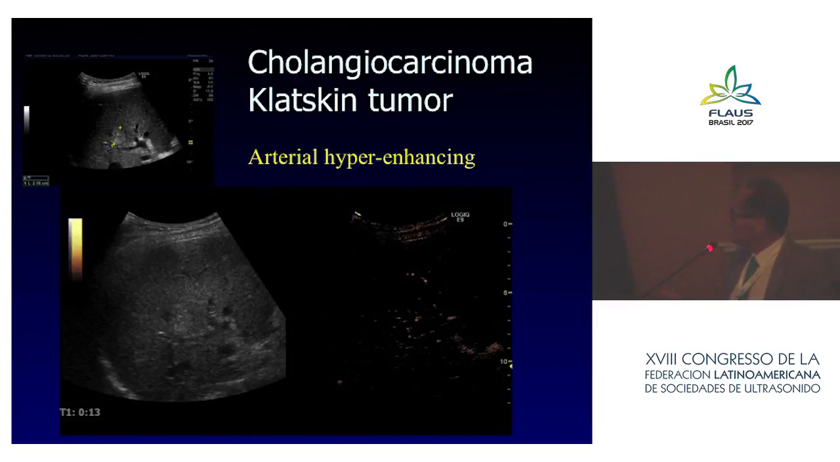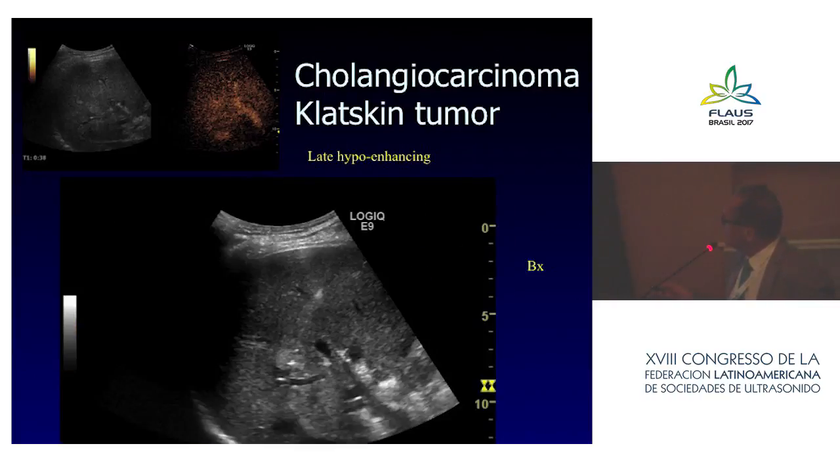Now here's a case. There's an echo-rich area in the center of the liver. We give contrast. It enhances quickly, so there is arterial enhancement. On the late phase, you can see it washes out. It's not very clearly washed out, but there is some washout. We went ahead and we took a biopsy, a fine needle aspiration, and this turned out to be a Klatskin tumor, a cholangiocarcinoma.